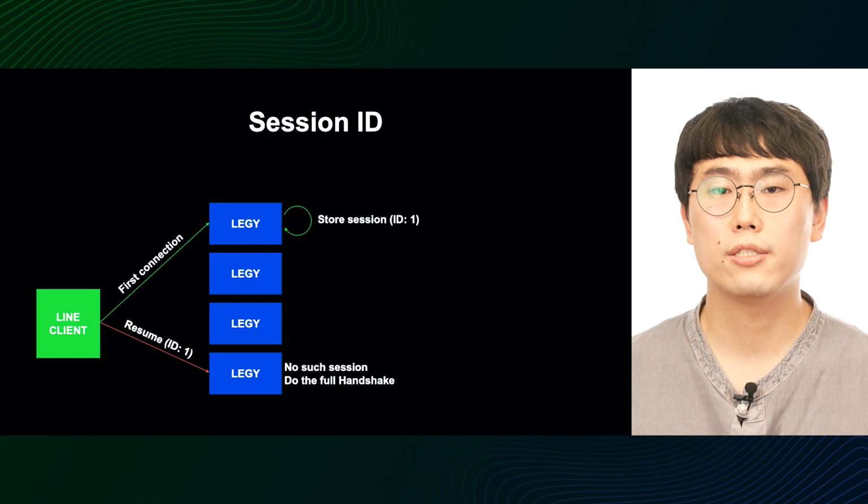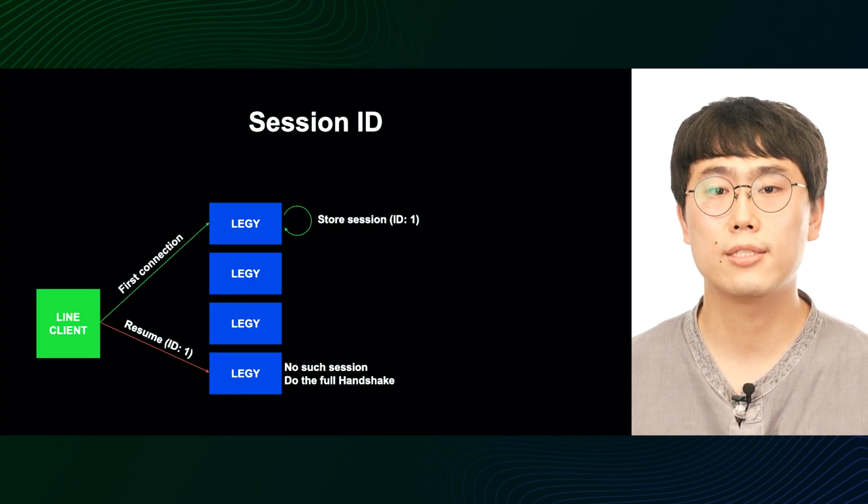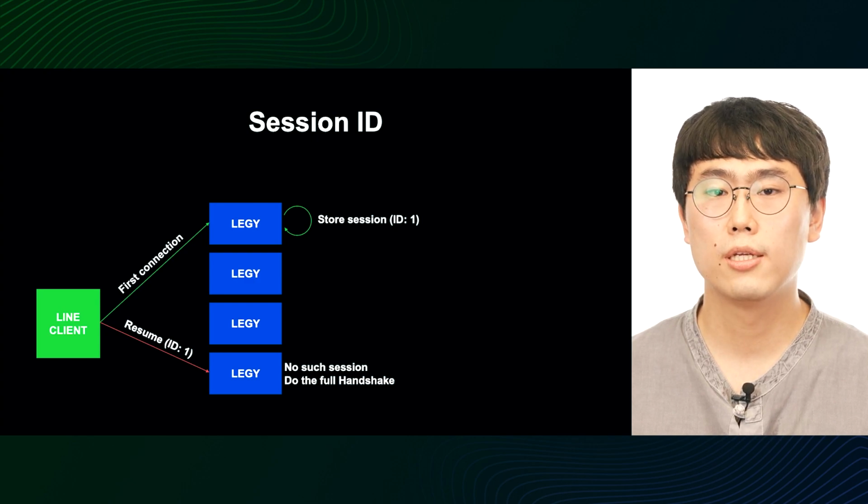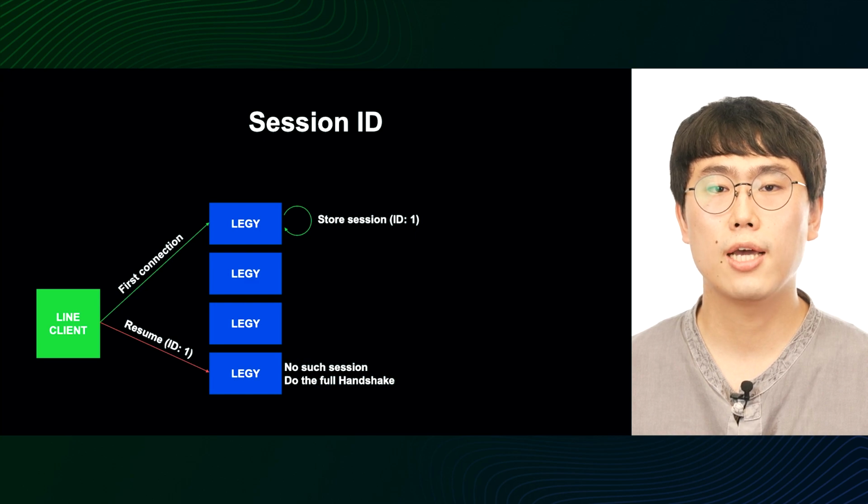When the client tries to reconnect to LEGY with TLS session ID 1, it's likely that the client connects to another LEGY server instance. Because this server does not know about the session ID 1, a full TLS handshake is performed, which consumes 2 RTTs without any improvement. For session ID to work, all LEGY instances must share their session storage.